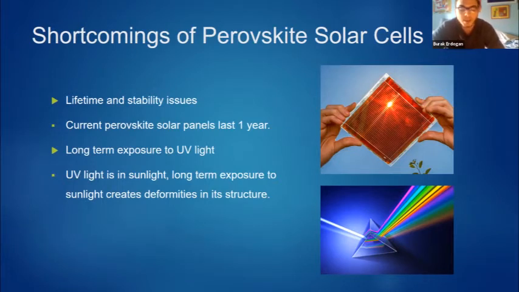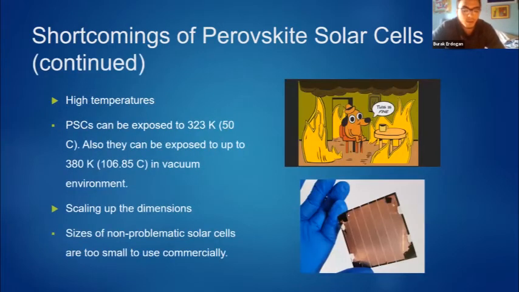A drawback to perovskite is that long-term exposure to UV light, which exists in sunlight, creates deformities in its structure. Another point which creates deformities is long-term exposure to high temperatures. PCSCs can be exposed to 50 centigrade degrees. Also, they can be exposed to up to 106.85 centigrade degrees in vacuum environments. But an increase of temperature over the long term reduces the efficiency of solar cells linearly.